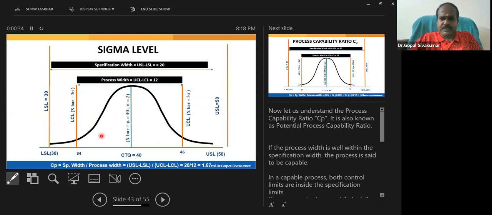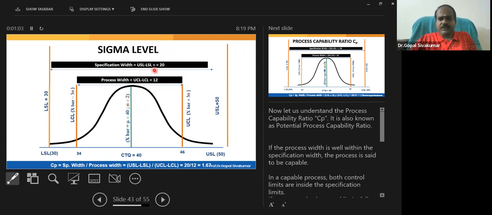Now look at my process. The process is centered properly. Am I right? The process has not shifted. How do I say the process is centered? See here, I have the specification limit on the right and on the left, and exactly at the center, my process is also centered. Now when I apply the formula, specification width by process width, how much is the specification width? 20.